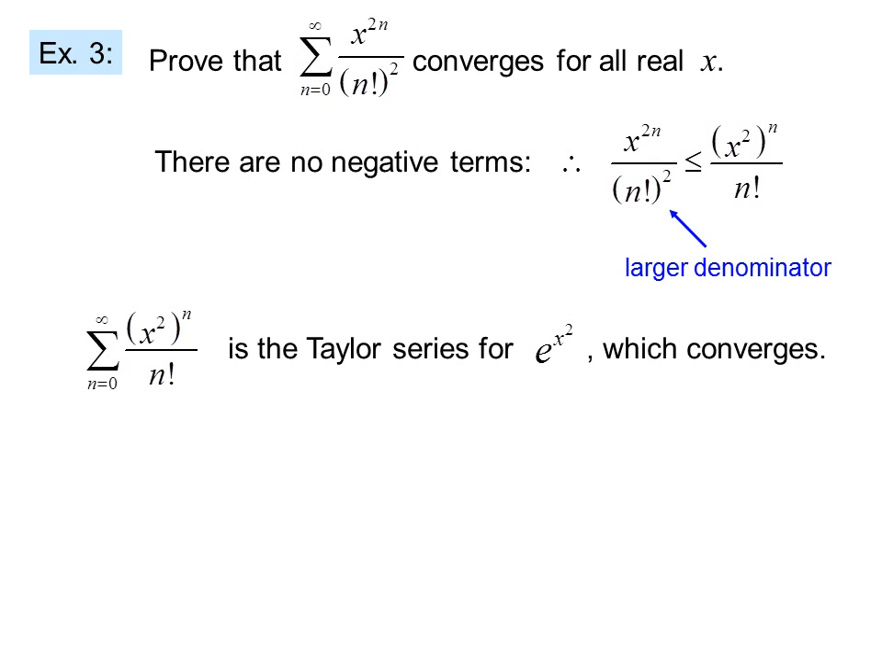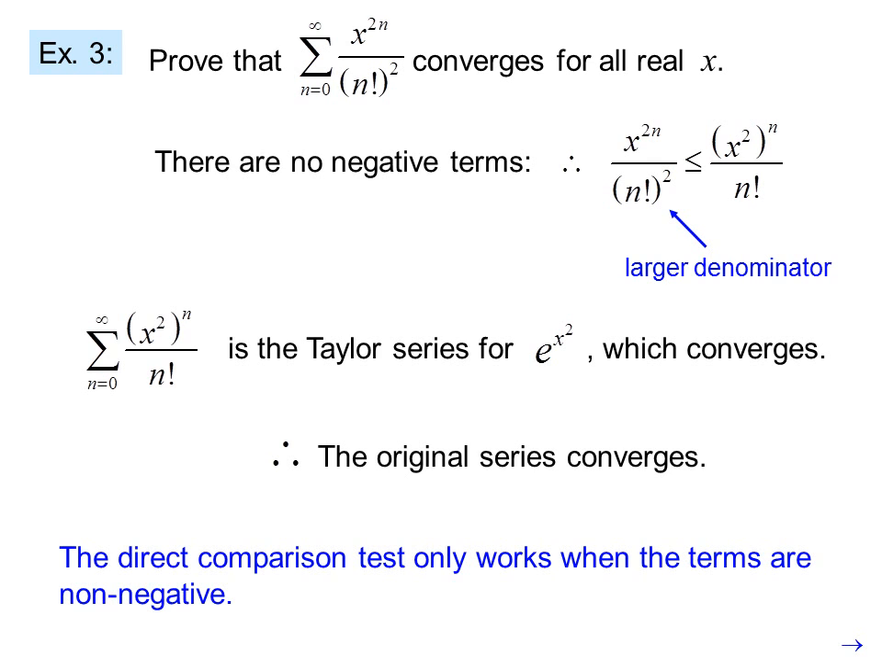The summation from n equals 0 to infinity of x squared to the n over n factorial is the Taylor series for e to the x squared, which converges. Therefore, the original series must converge. The direct comparison test only works when the terms are non-negative. I might mention this example is a good argument for knowing your formulas, because it really helped to recognize this series as the Taylor series for e to the x squared.